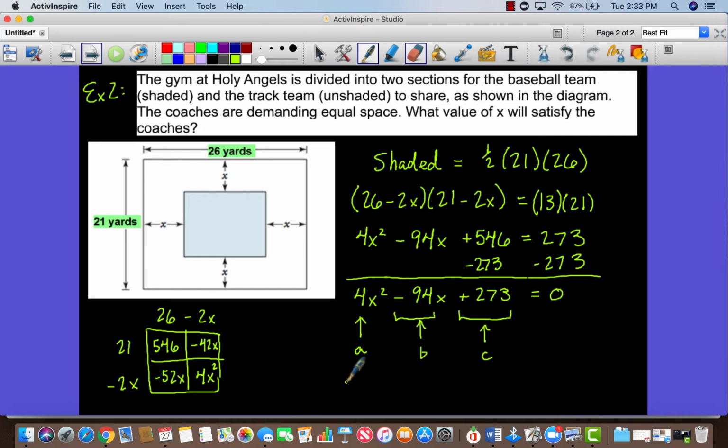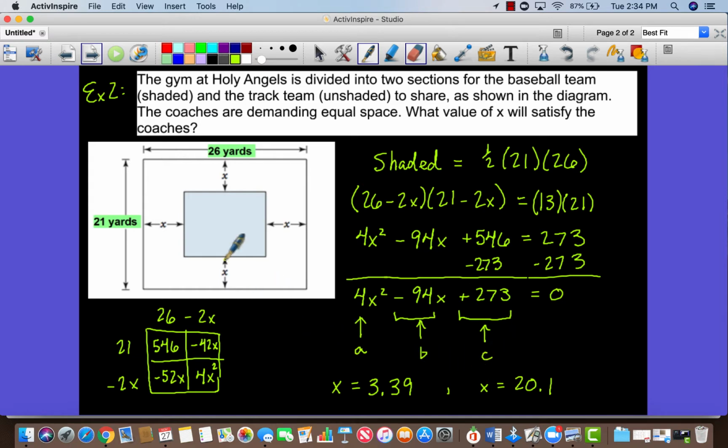Alright, I'll spare you the details, but after putting that through the quadratic formula with those values for a, b, and c, I got two possible values for x, about 3.39 and about 20.1. So the question is, which one of those is correct?